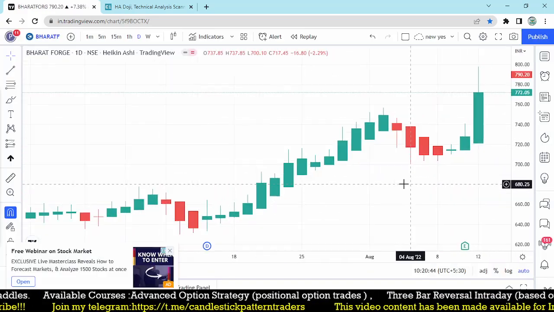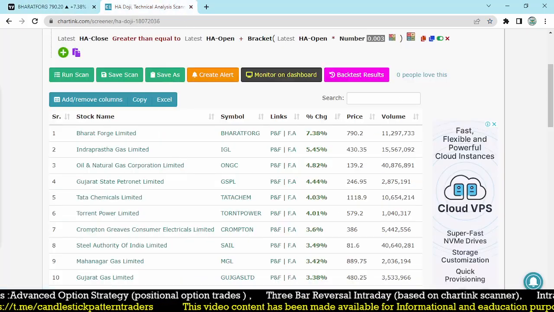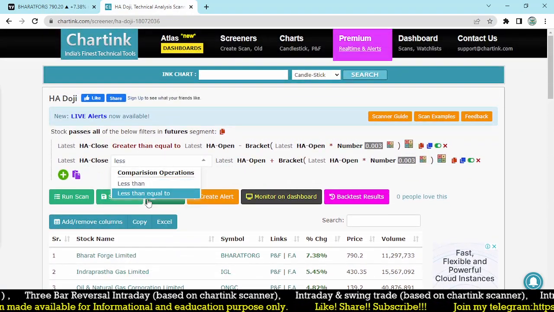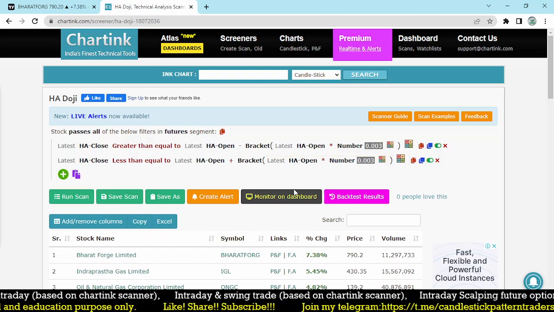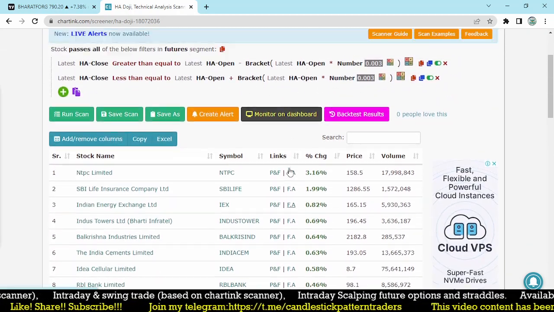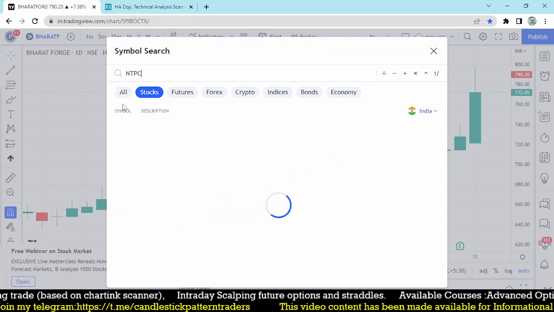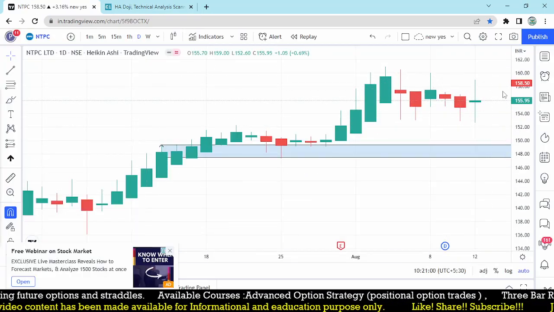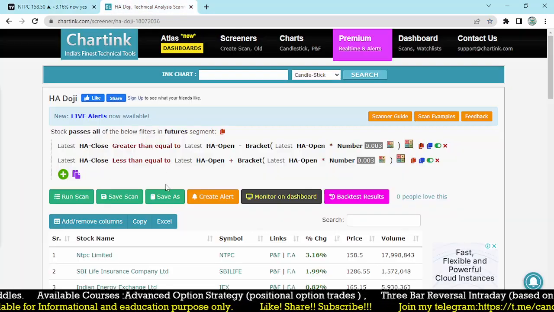Bharat Forge. No. We need some changes. Here it must be less than or equal to. Okay, bracket. Okay. Now NTPC. Look at this. NTPC looks like a doji. And we'll check it out.